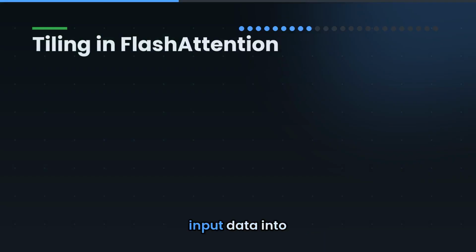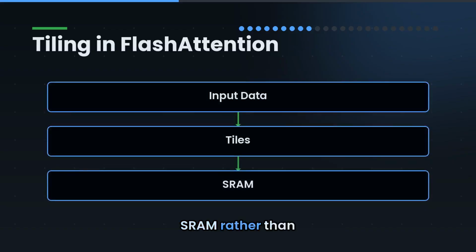FlashAttention breaks the input data into smaller tiles. This approach allows computations to be performed in the faster SRAM rather than the slower HBM. By processing these smaller tiles, memory access is optimized, leading to improved speed and efficiency.